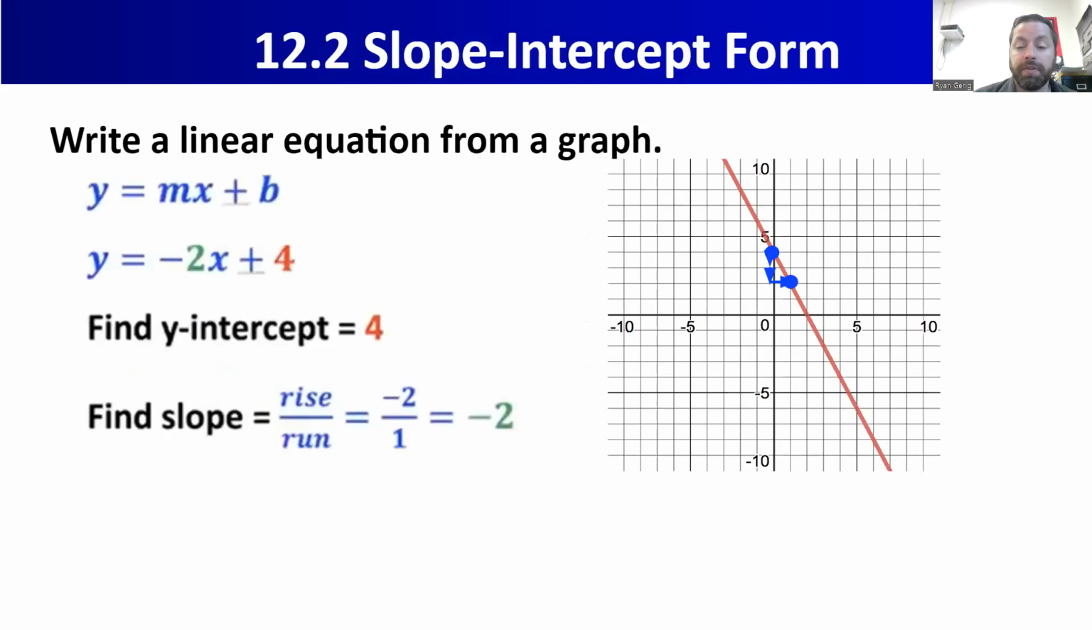Then we wrote a linear equation from a graph. So we had a graph already there, and we identified the y-intercept and the slope by counting and put those into the equation to write the equation.